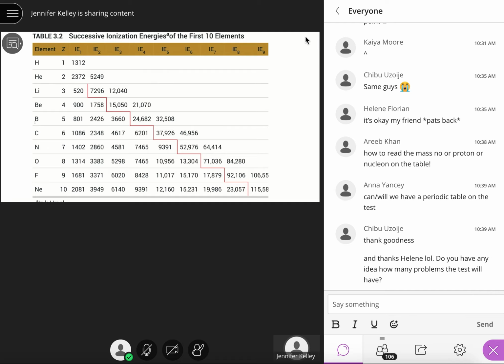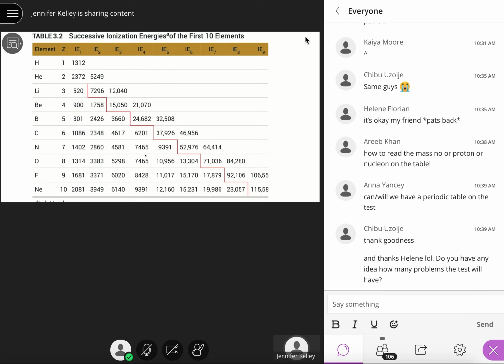So if you just look at boron. Boron has 3 valence electrons, and they're 801, then 2,426 for the second one, 3,660 for the next one, and then 24,682. It was from 3,000 to 24,000. So like 800, 2,000, 3,000, 24,000. And the reason for that giant jump is because it's pulling off core electrons.